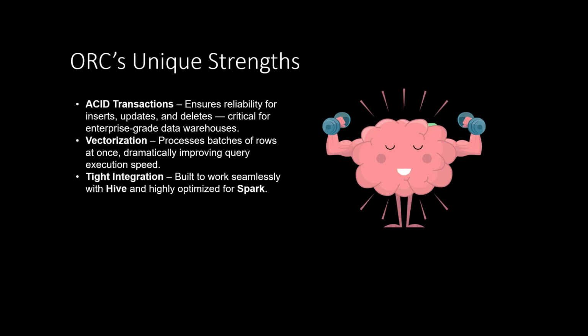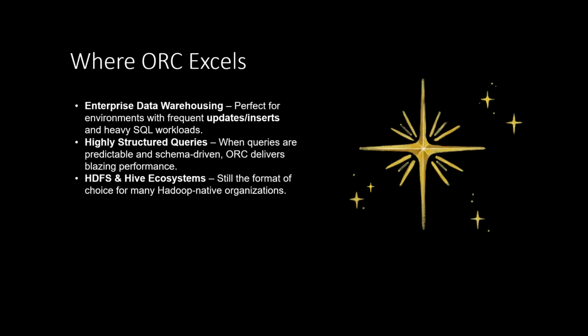Vectorization, it processes batches of rows. It does not process one row at a time because it is processing batches of rows. It is very efficient in terms of speed. It has tight integration with Hive and is very optimized for Spark. So it was meant initially for the Hive and HDFS combination, but it can go very well with Spark execution.